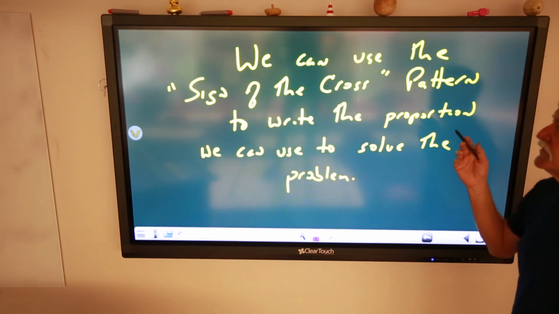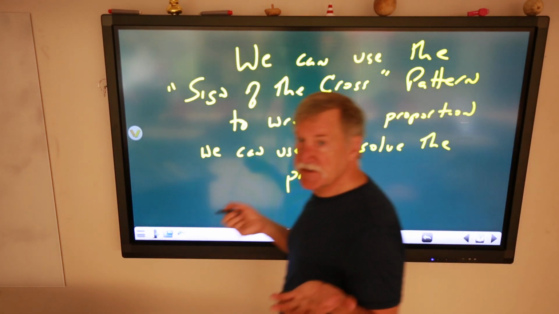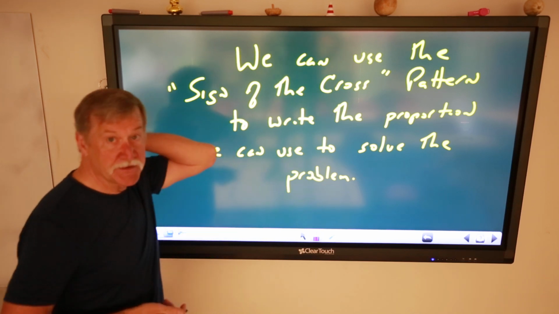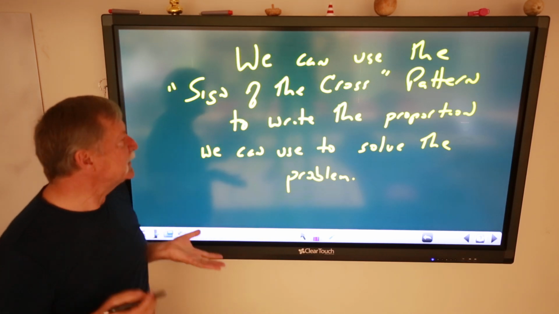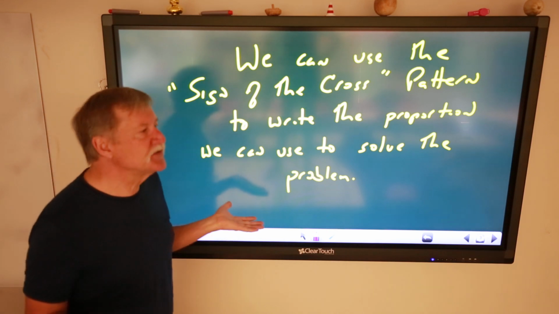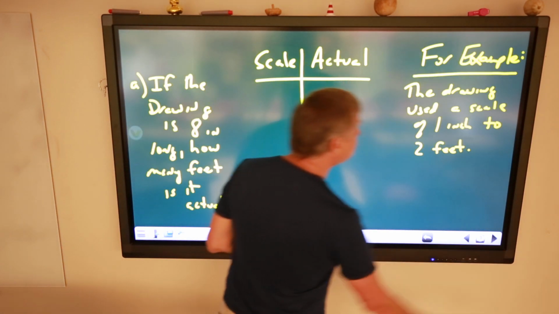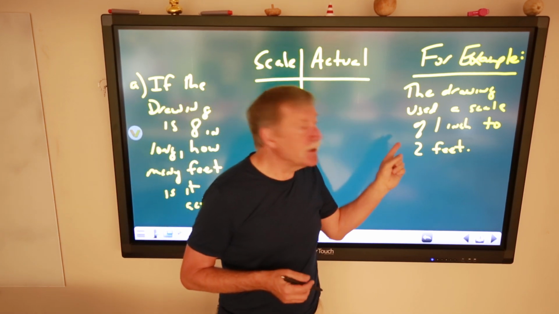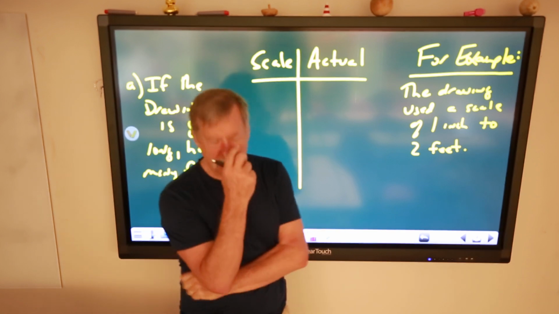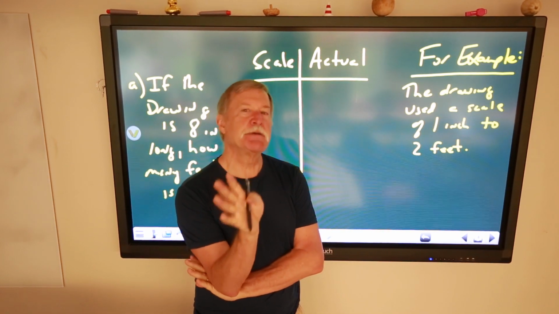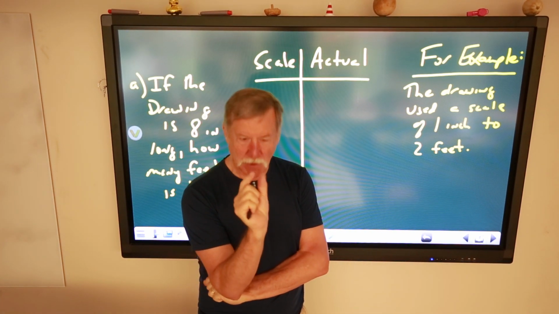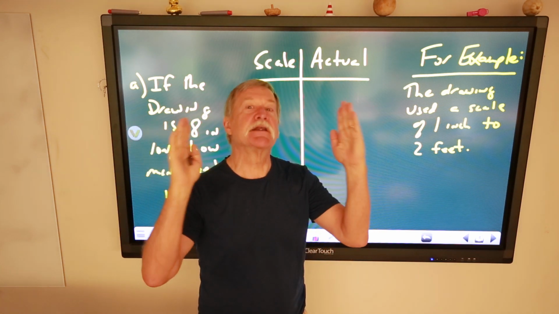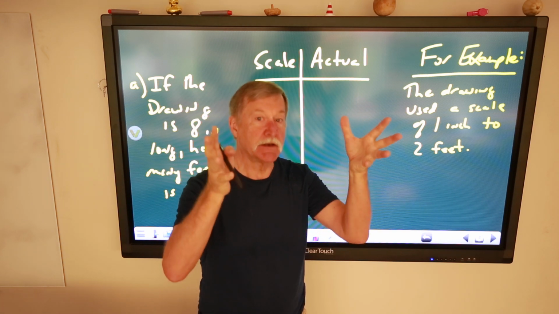Now we can use the sign of the cross because it is a proportional relationship. We use our old friend, the sign of the cross pattern, to write the proportion that we can use to solve the problem. For example, the drawing used a scale of 1 inch to 2 feet. So you're thinking the actual piece of paper has a scale where 1 inch on that piece of paper represents an actual length of about 2 feet in real life.